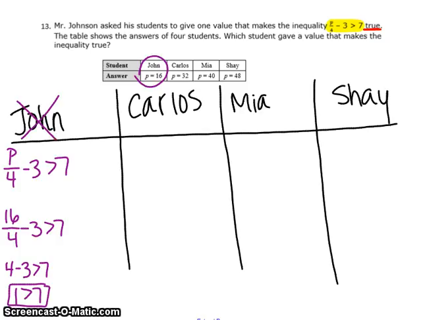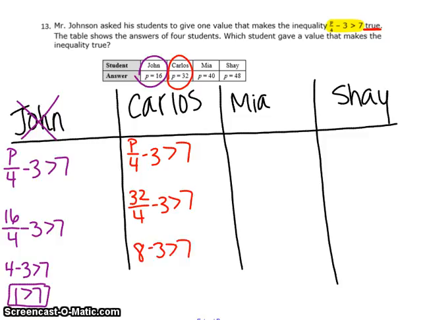Let's look at Carlos. So I'm going to first start with my inequality. P divided by 4 minus 3 is greater than 7. And I'm going to place that 32 in place of that P. So I have 32 divided by 4 minus 3 is greater than 7. 32 divided by 4 gives me 8. 8 minus 3 gives me 5. And I need to read this inequality. 5 is greater than 7. No, that's not true because it's less than.